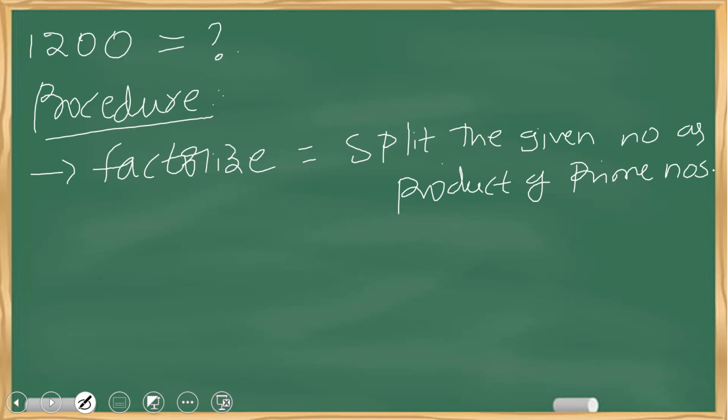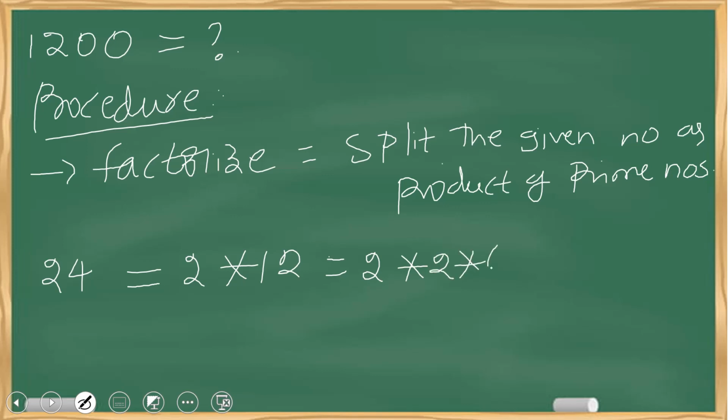Okay, now take an example, the same 12 again. If you want to change the example, that's okay, no issues. You can take another example like 24. How can you write 24? Generally we write 2 into 12. If I ask you to split from the basic, you will write 2 into 12. 2 is a prime number, fine, no issues, but 12 is not a prime number. So again you need to divide: 2 into 2 into 6.